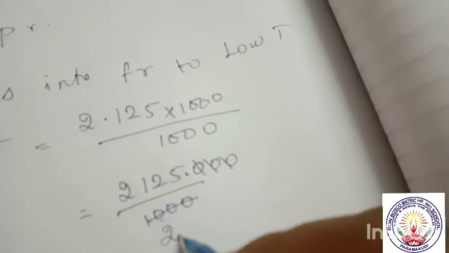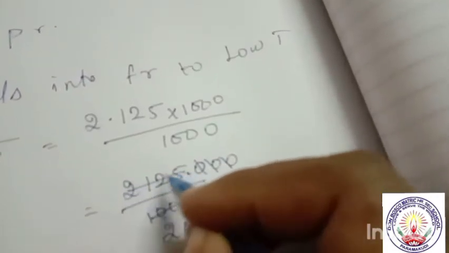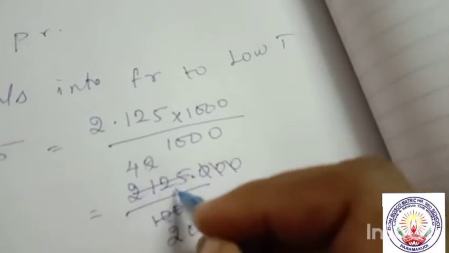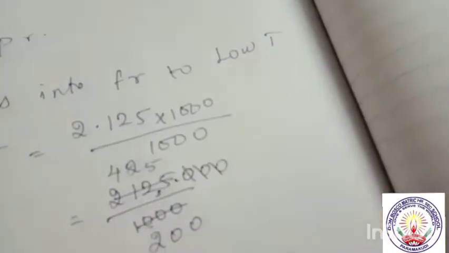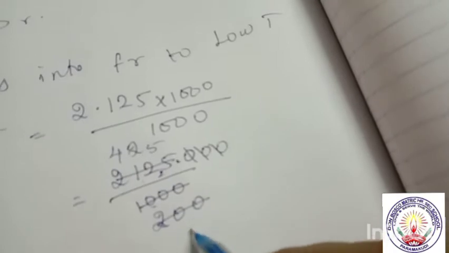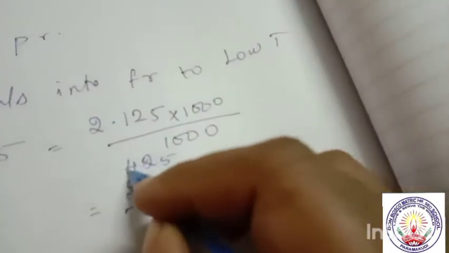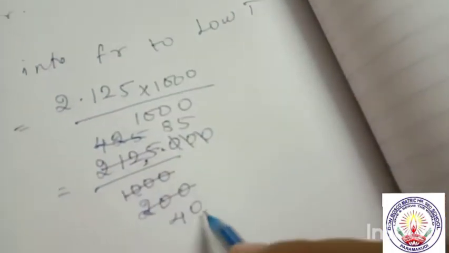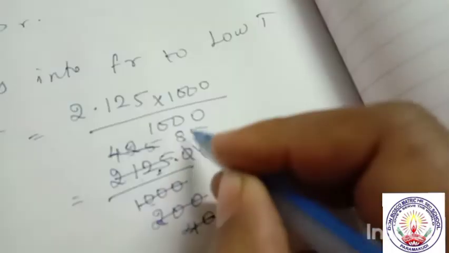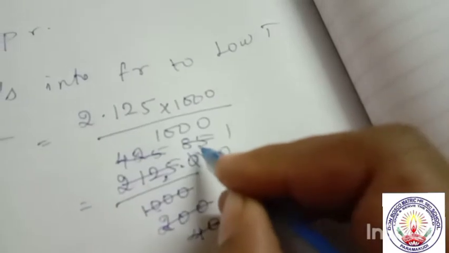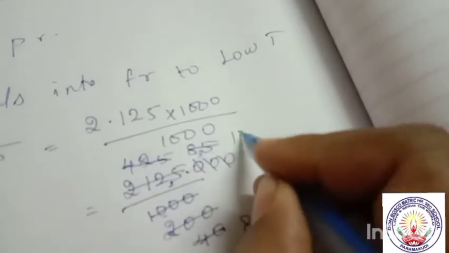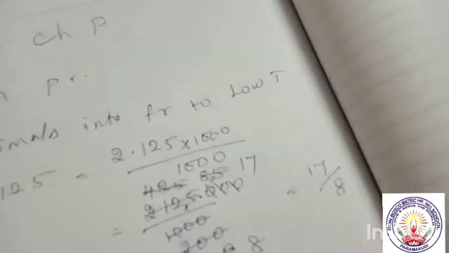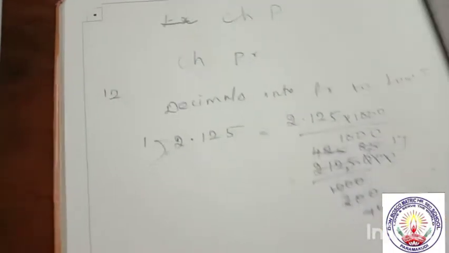2 5s are 10. 4 5s are 20, balance 1. 2 5s are 10, balance 2, 5 5s are 25. Next, 4 5s are 20. 8 5s are 40, balance 2, 5 5s are 25. 8 5s are 40, 7 5s are 35. So, therefore, the lowest term is 17 divided by 8.